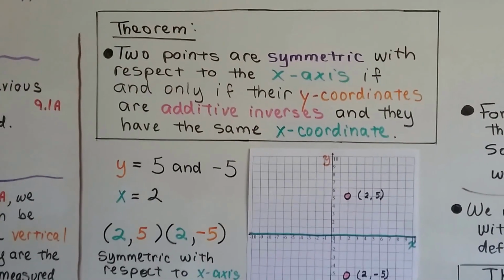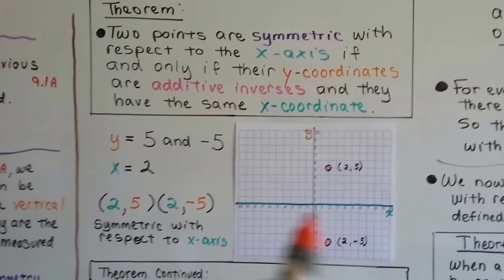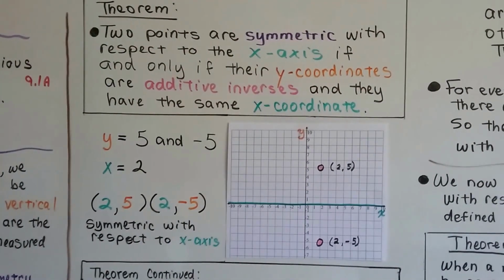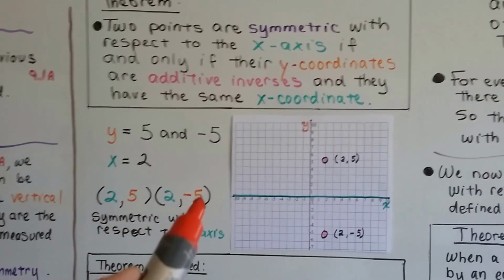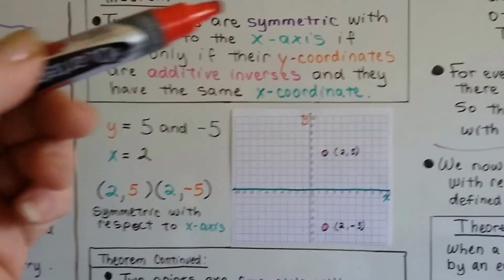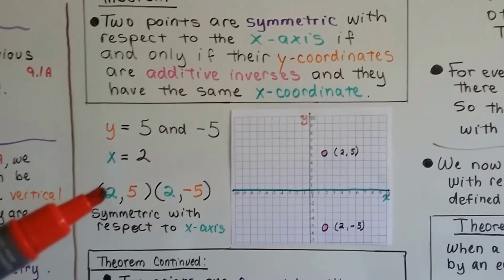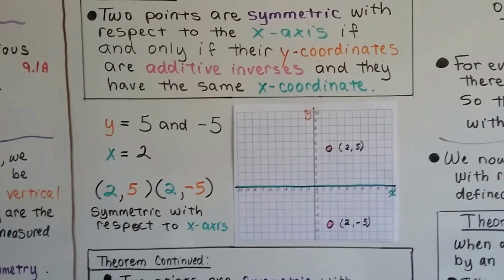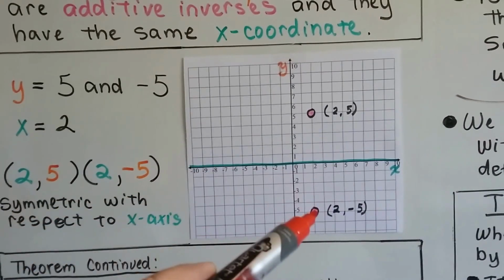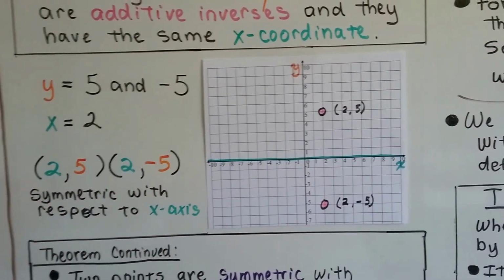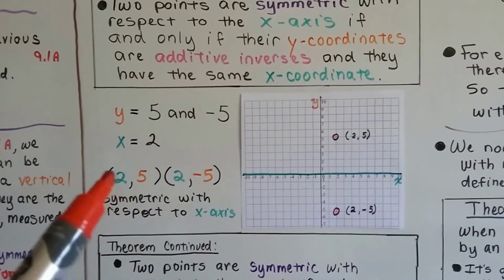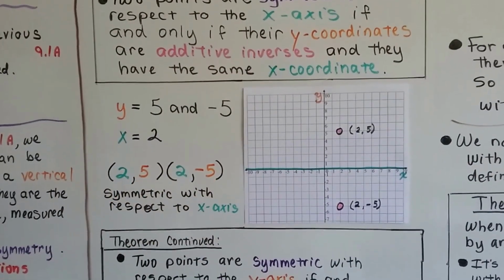2 points are symmetric with respect to the x-axis if and only if their y-coordinates are additive inverses and they have the same x-coordinate. So if the y-coordinates are additive inverses, a positive 5, negative 5, and they have the same x, then they're symmetric to x. Okay, so x is going to be the same when it's symmetric to x. And if we take a look at this, we've got 2 for x with a positive 5 and 2 for x with a negative 5. And that 5 and negative 5 are additive inverses. So they're symmetric with respect to x. X is the same number. The y is an additive inverse.